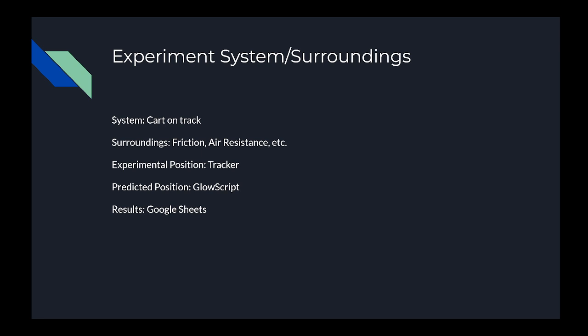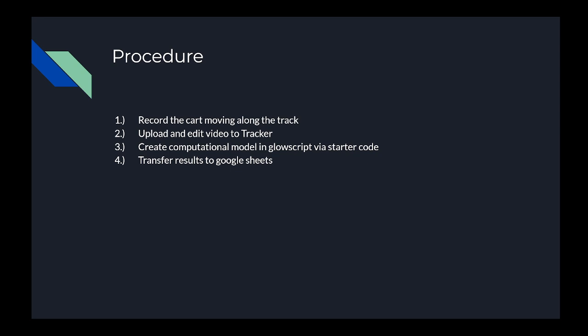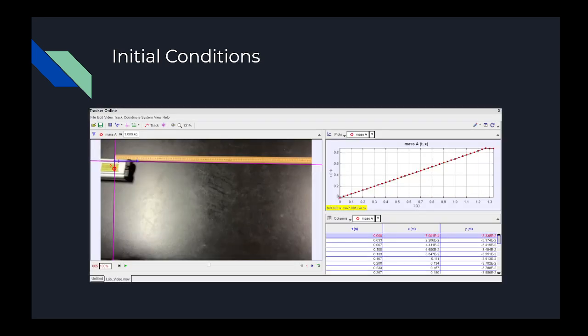The system and surroundings of the experiment were the cart itself, the friction and air resistance, the Tracker that we used in order to use all of the data, GlowScript, what we used to create our computational model, and Google Sheets, which was used to compare. So we recorded the cart moving along the track, we uploaded and edited the video in Tracker, we created a computational model in GlowScript via the starter code provided, and we transferred the results to Google Sheets.